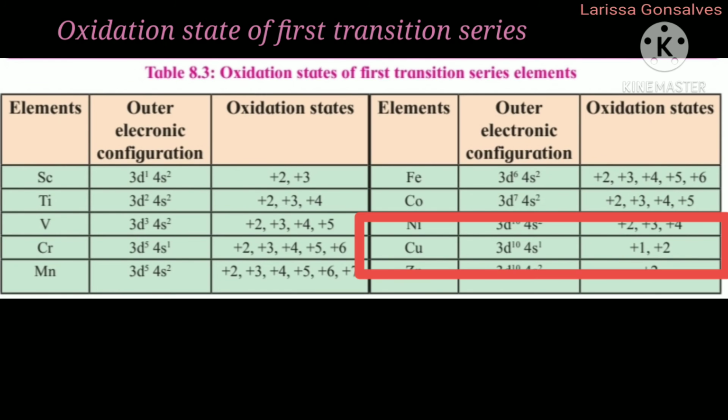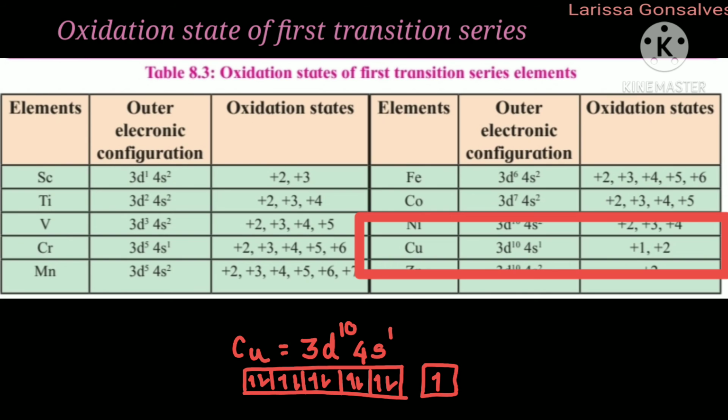Copper has an outer electronic configuration of 3d¹⁰4s¹. So we know that when there is an unpaired electron, if we remove it, we get the oxidation state of +1. So if we are removing one electron from s shell, we get the oxidation state +1. Now if you look at the d shell, all the electrons are paired and it is very difficult to remove those electrons. But however, copper shows this exceptional behavior and it also exhibits the oxidation state of +2.